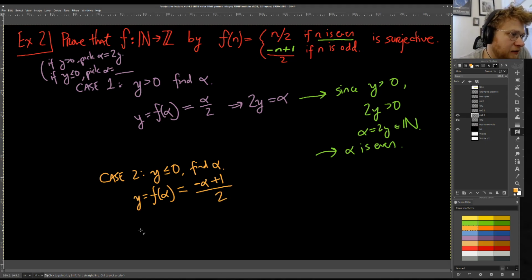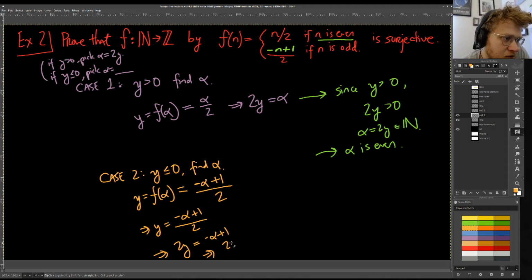So we have y equals negative alpha plus 1 over 2. That would mean 2y equals negative alpha plus 1. That would mean 2y minus 1 equals negative alpha. So alpha equals negative 2y plus 1.